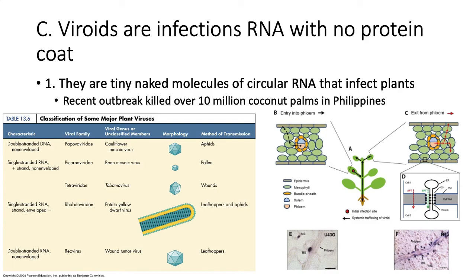But there are a lot of plant viruses. So cauliflower mosaic viruses, bean mosaic viruses. My pumpkin patch this year was infected with the mosaic virus. They looked like they had a bunch of warts on them. So when you see warty pumpkins, that is a mosaic virus that was spread by aphids.